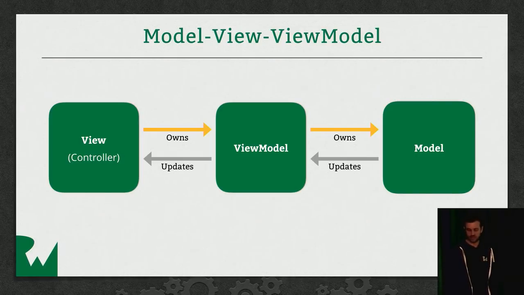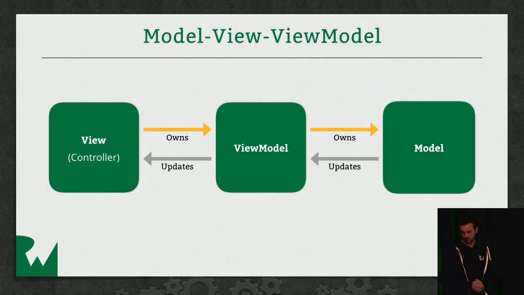We have the view on the left side, which I put in parentheses controller, because for all intents and purposes, we're going to assume that the view and the controller are the same thing for this talk. So if you ever hear me say view or view controller or controller, I'm probably talking about the same thing, just interchangeably. The new object is the view model, and that's the new intermediary between the two other objects. This is the bread and butter for MVVM.